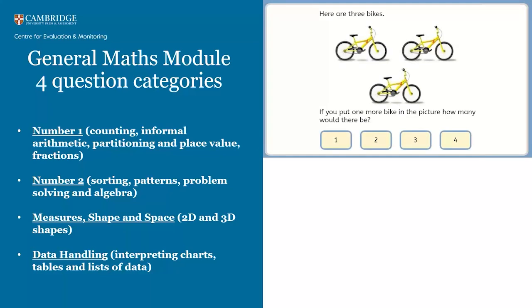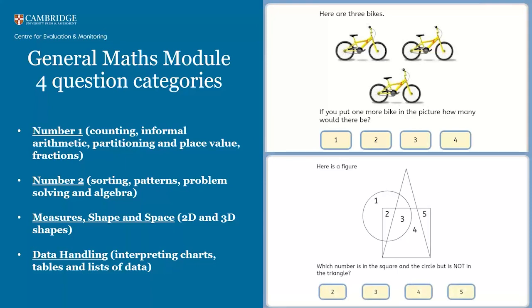Again, showing you some really basic ones to start with here, but if you put one more bike in the picture, how many would there be? You can see 3 bicycles. If there's one more, how many would there be? So you click on 4, hopefully, and you'd be presented with a more complicated question.